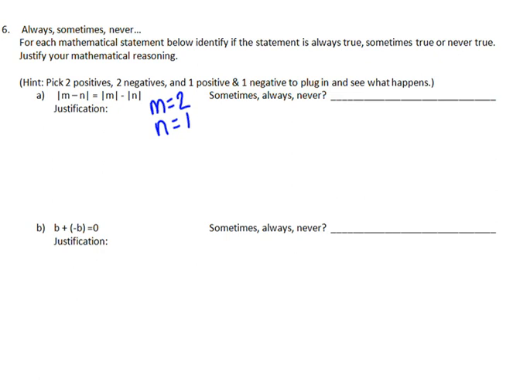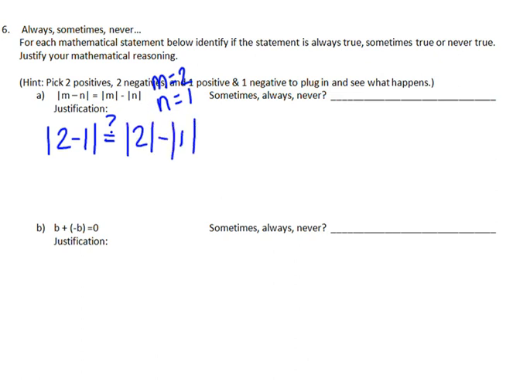Okay, so when we subtract, m minus n would be 2 minus 1, we're doing absolute value, and we're seeing, is that equal to the absolute value of 2 minus the absolute value of 1? Okay, 2 minus 1 is 1. Absolute value of 1 is still 1. Absolute value of 2 is 2. Absolute value of 1 is 1, and 2 minus 1 is 1. So that is an example of when it does work.